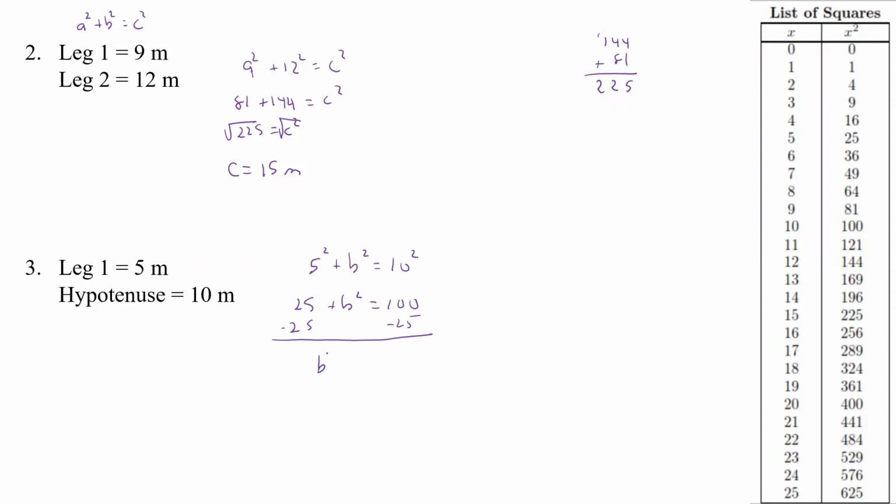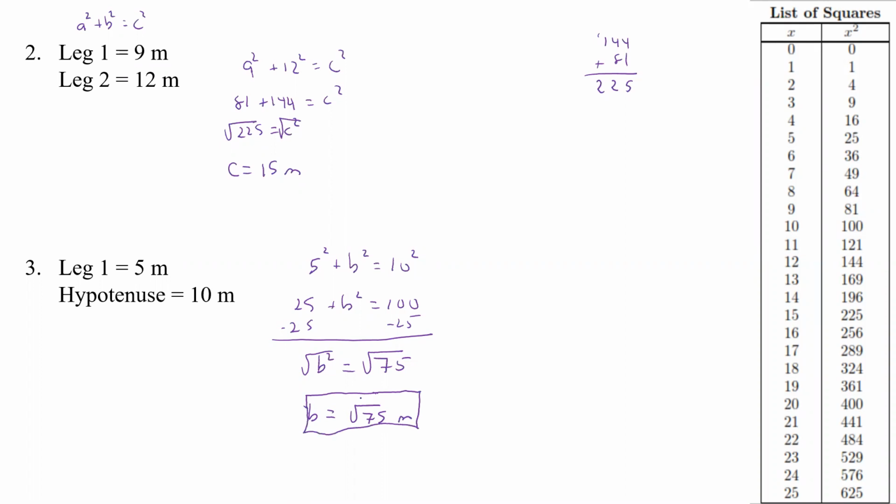And so b squared is equal to 75. So we need to take the square root of both sides. So b is equal to the square root of 75. Now, if we look over here, there's not a perfect square root. Since it says exact values, we're just going to leave that as our answer. And it's also going to be in meters. So it's the square root of 75 meters.